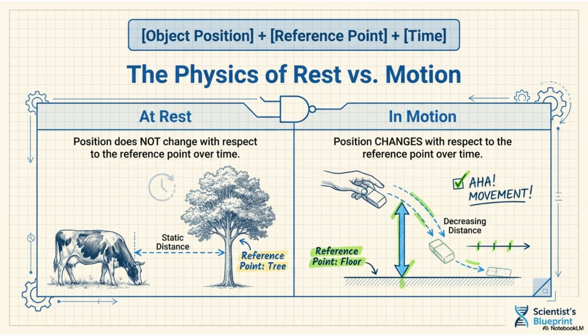An object is at rest if its position does not change relative to the reference point. It is in motion if its position changes.